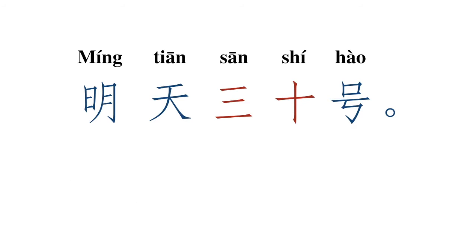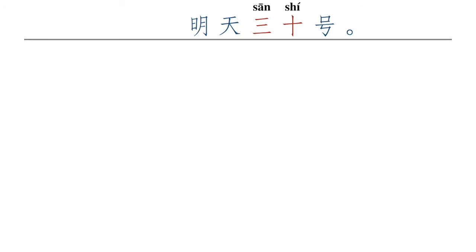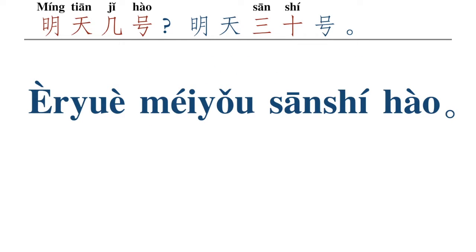Okay, let's back to the sentence. The whole sentence is tomorrow is the 30th. With me. 明天30号。Now, the last sentence, which is from the guy who asked the question.